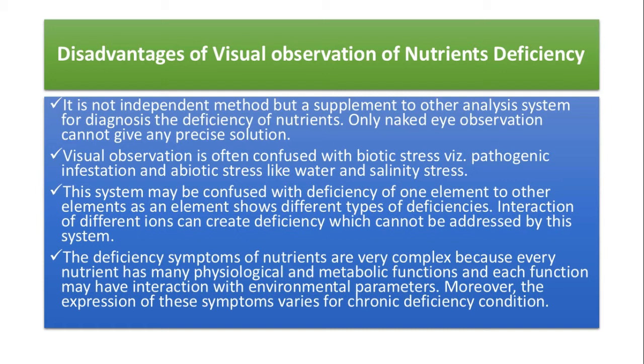The deficiency symptoms of nutrients are very complex because every nutrient has many physiological and metabolic functions, and each function may have interaction with environmental parameters. Moreover, the expression of these symptoms varies for chronic deficiency conditions.